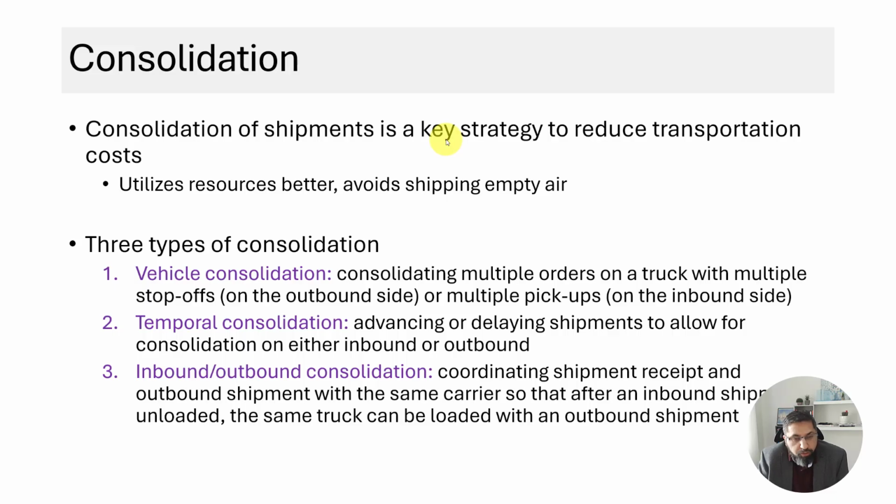And then inbound outbound consolidation is when a truck comes with goods for your warehouse and it's offloaded, and instead of sending the truck back empty, you have the truck take an outbound shipment. And carriers love that. They don't like their trucks deadheading, like empty trucks moving around. So if you tell a carrier, hey, when you bring in that shipment, I'm going to give you an outbound shipment, they'll give you a little bit of a discount and you can save some money like that. Especially if you expect this to happen repeatedly.